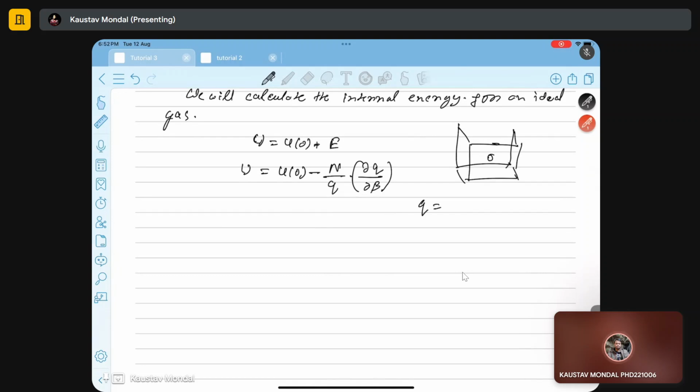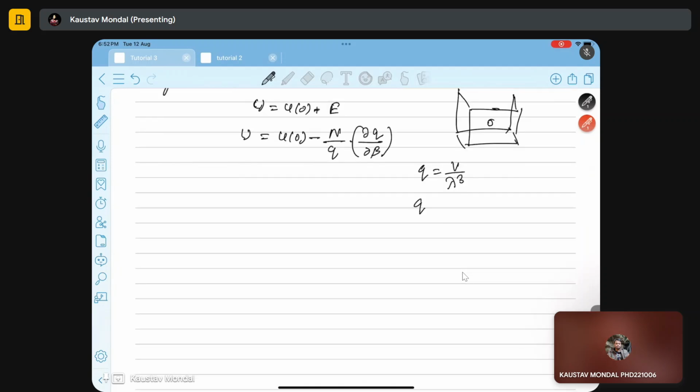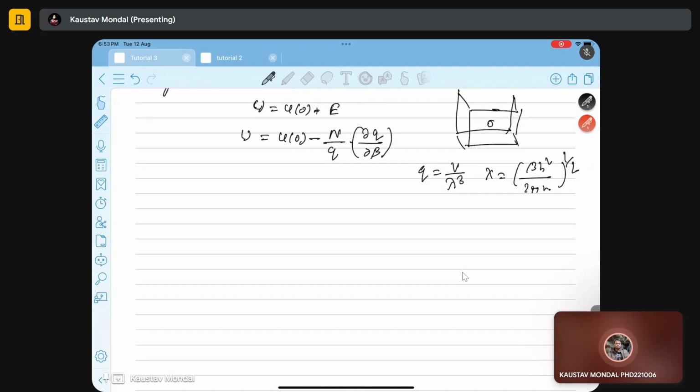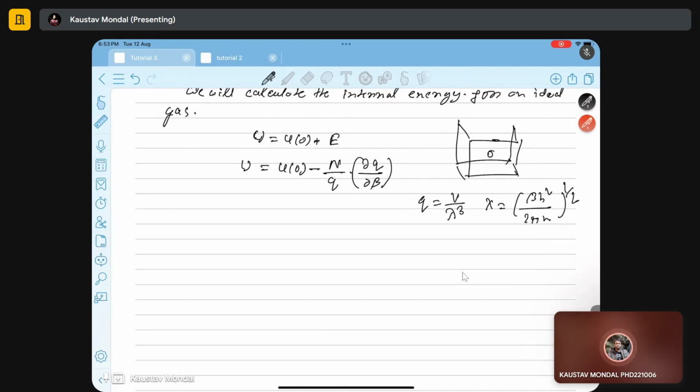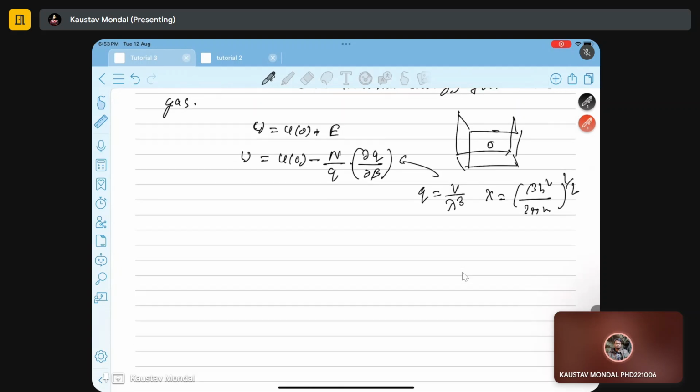Q equal to V by lambda cubed. We have discussed about it, right? The lambda is basically the thermal wavelength from the last tutorial. Lambda is simply (beta h squared by 2 pi m) to the power half, right? This is the expression of the thermal wavelength lambda. Now this we already know for a 3D partition function for a particle moving in a 3D box.